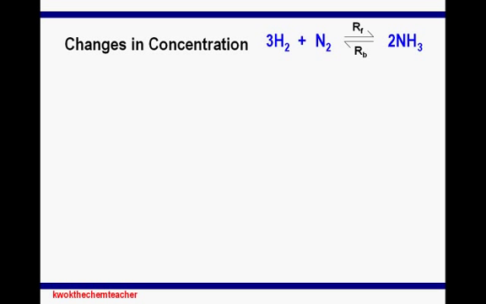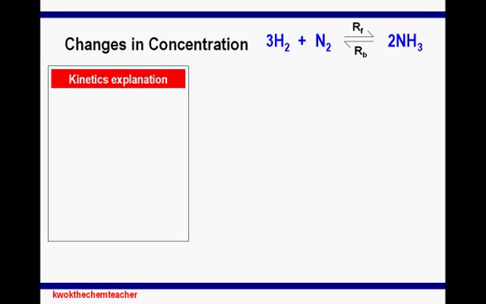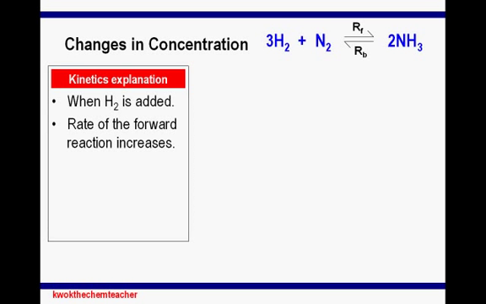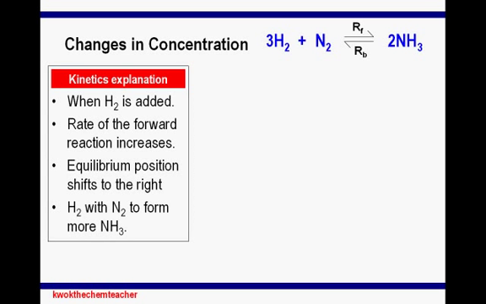I'll be using the Haber process as our example to illustrate how changes in concentration affect the equilibrium. Using kinetics to explain, firstly, when hydrogen is added, the rate of the forward reaction will increase. The equilibrium position will therefore shift to the right, and hydrogen with nitrogen will combine to form more ammonia.